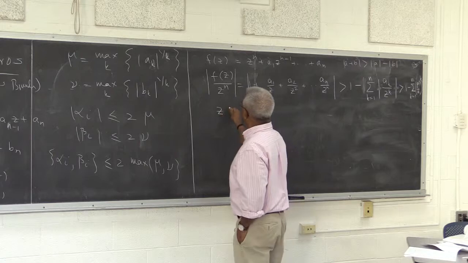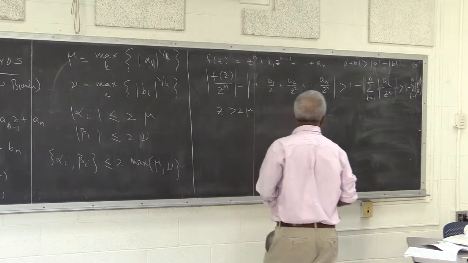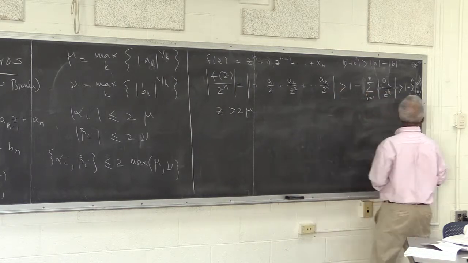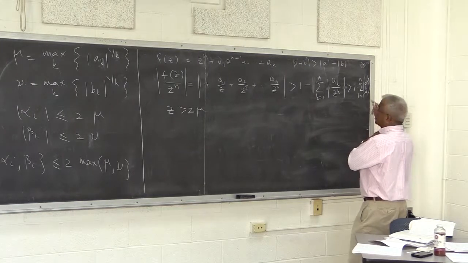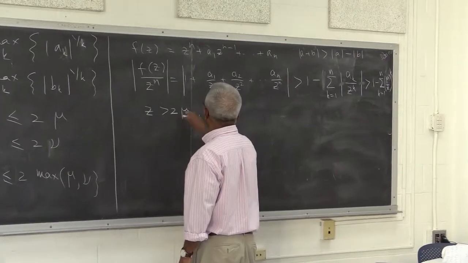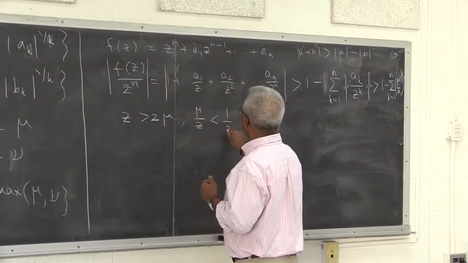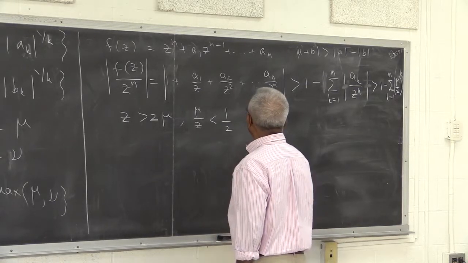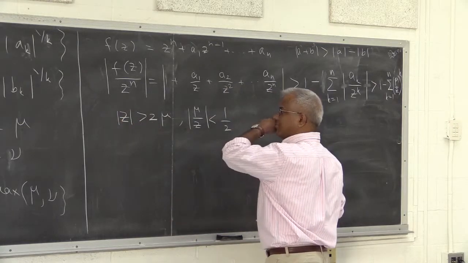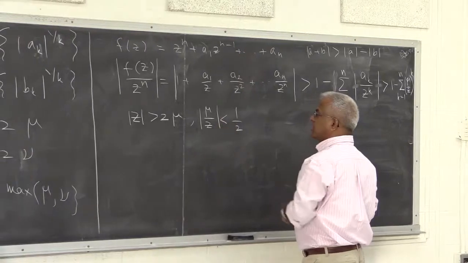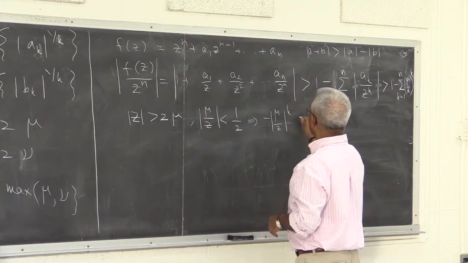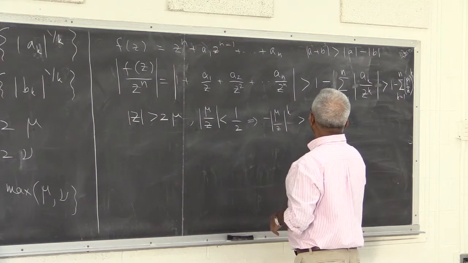Now let me consider this for |z| greater than 2 mu. What happens? So if |z| is greater than 2 mu, notice that mu over |z| is less than half. So consequently, we are going to consider |z| greater than 2 mu. So mu over |z| is less than half, which is the same as minus (mu over |z|) to the power k is greater than minus 1 over 2 to the power k.